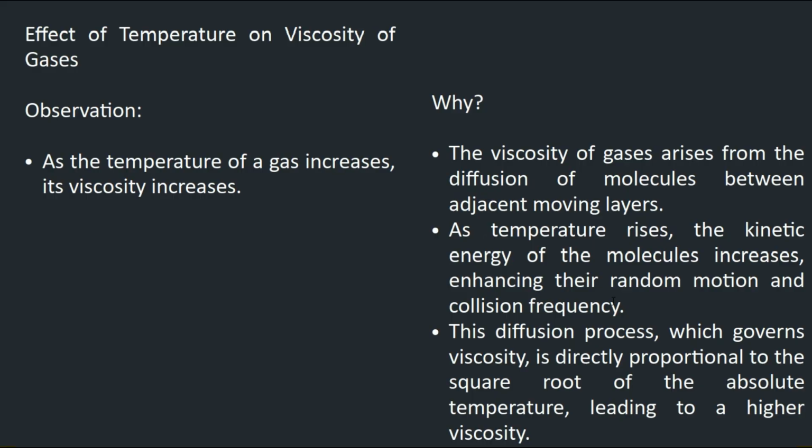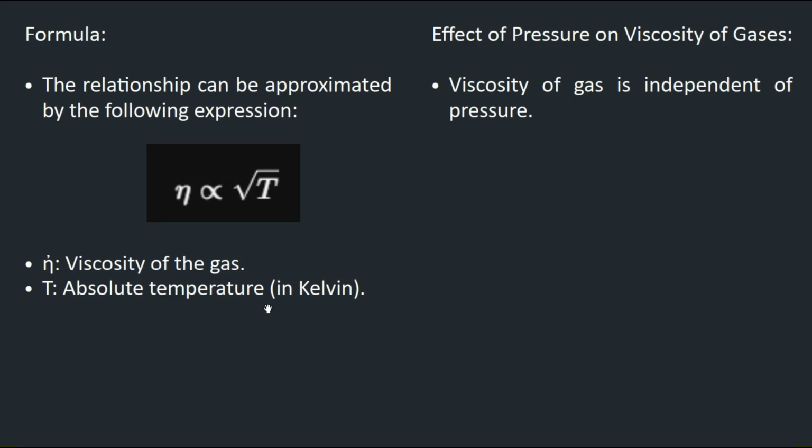You have seen this when you boil something or steam. If you keep increasing its temperature, you have seen how the steam moves. It's random. So this diffusion process which governs viscosity is directly proportional to the square root of absolute temperature, leading to higher viscosity. Okay, and this would be your relationship. And effect of pressure on viscosity: the viscosity of a gas is independent of pressure. Oh, sorry, I should have asked this as a question.